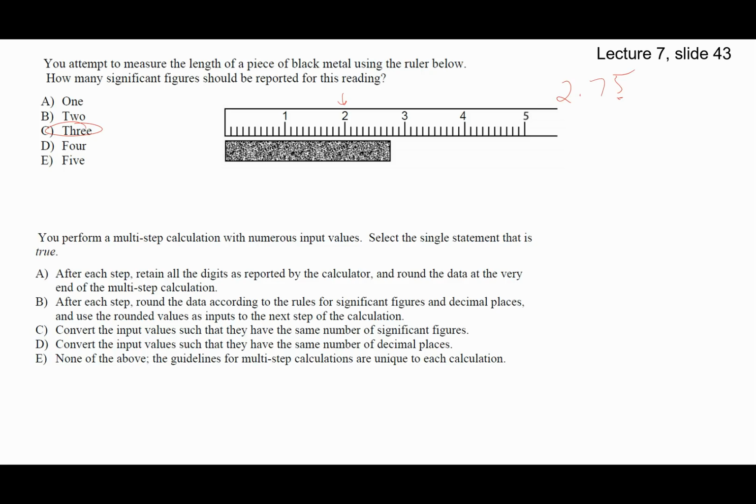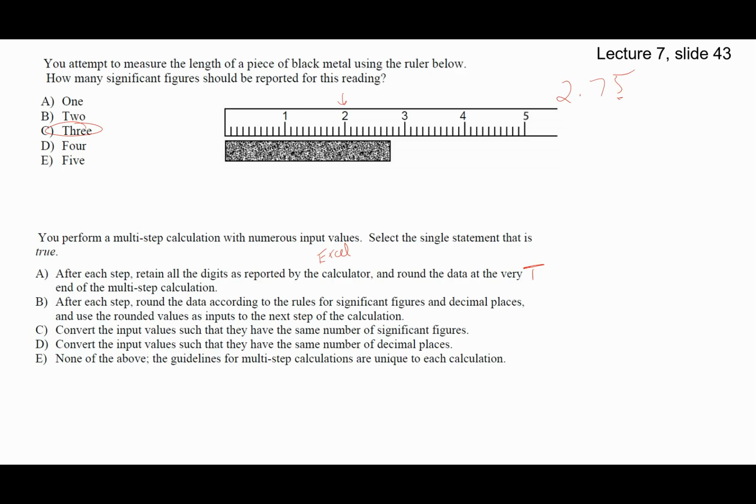You perform a multi-step calculation with numerous inputs. Select a single statement that is true. Okay. After each step, retain all the digits as reported by the calculator or Excel, and round the data at the very end of the multi-step calculation. Totally true. But let's look at the rest just in case.